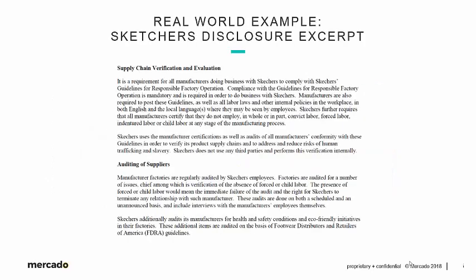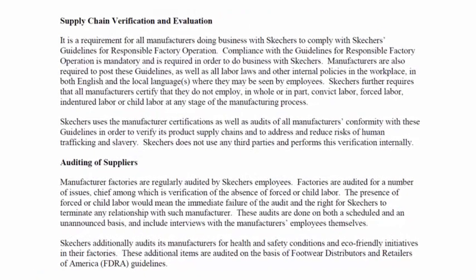Everything starts at the very top. Here we have a real-world example, publicly available information, so this is not proprietary in any way. Quite the contrary, this is part of the disclosure that Skechers makes on their website. A very good example of an ethical company seeking to do business with ethical suppliers. This is just one excerpt. It's much longer, but it really gets the point across. Let's have a couple of looks. It is a requirement for all manufacturers doing business with Skechers to comply with Skechers guidelines for responsible factory operations.